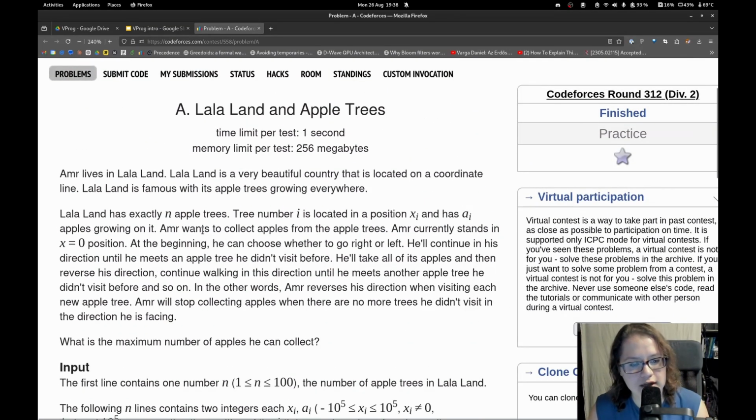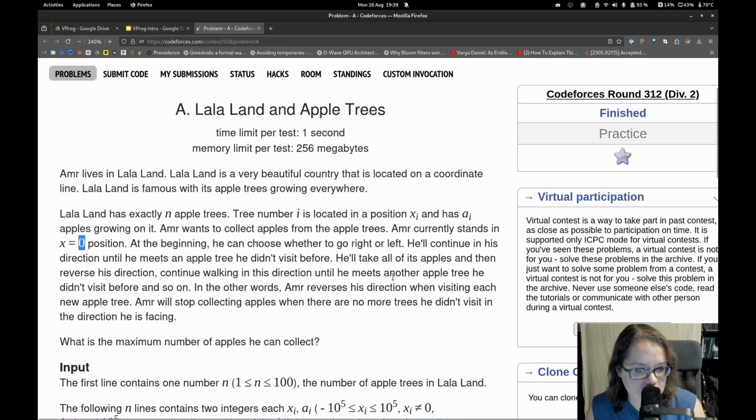Emma wants to collect apples from the apple trees. She is currently standing on coordinate 0, and at the beginning she can choose if she goes left or right, and then she will continue in this direction until she meets an apple tree that she has not met before. She takes all the apples from the apple tree and then reverses.